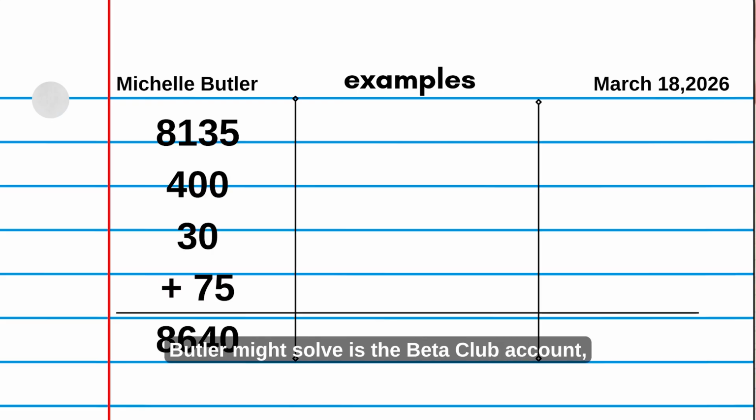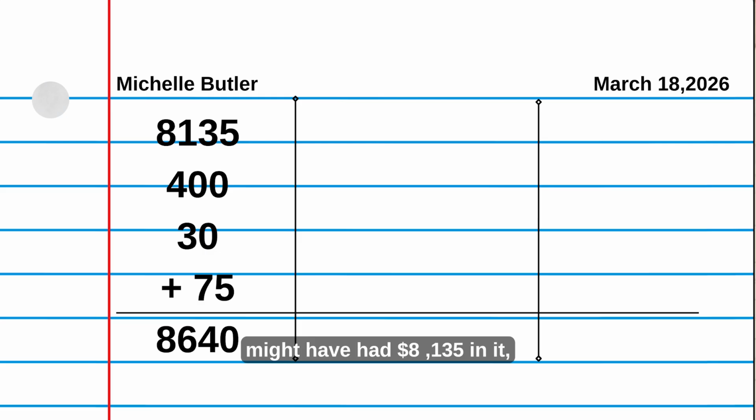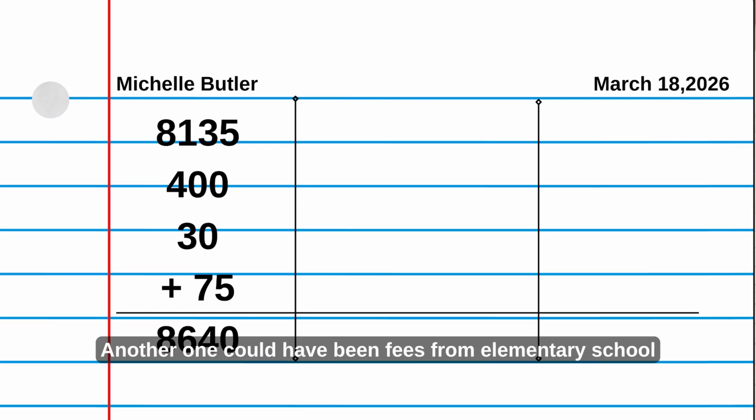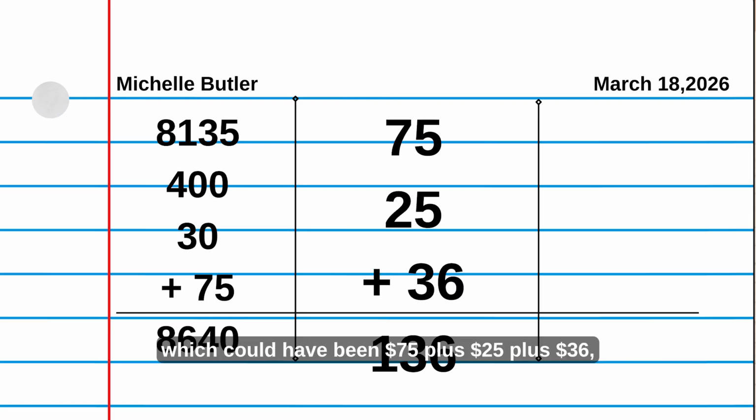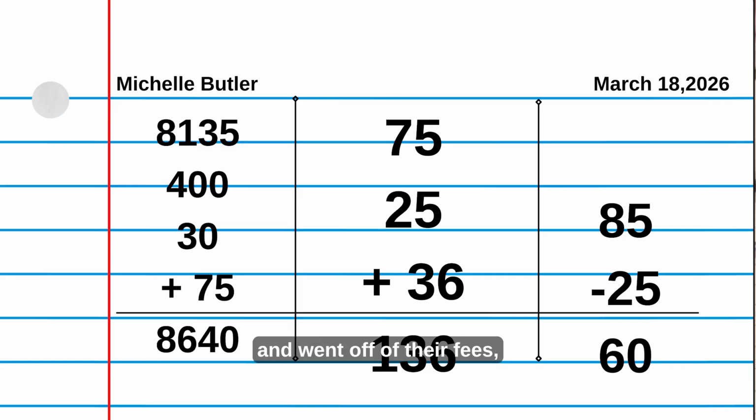Example, one problem Ms. Butler might solve is the Beta Club account, which might have had $8,135 in it, which was added with $400, $30, then $75. All of that equaled up was $8,640 that's in their account. Another one could have been fees from elementary school to high school, which could have been $75 plus 25 plus 36, which would have been $136. Another one could have been computer fees paid off and went off of their fees, which was 85 minus 25, and that would have been $60 left all on their fees.